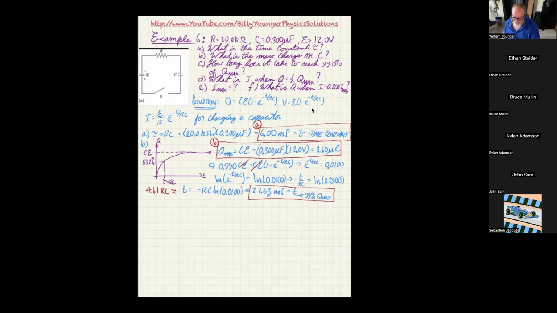So 4.61 RC brings you to about 99%. Okay. Any questions on that one?